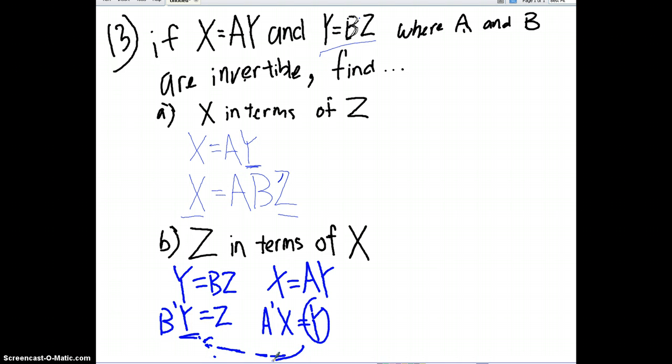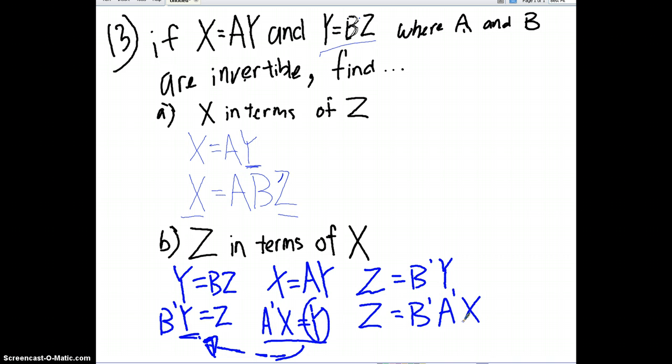Alright, there we go. Okay. So let's do that. We start off with z equals b inverse y, and in substituting this equation into y we get z equals b inverse a inverse x, and that is your answer because it is z in terms of x.